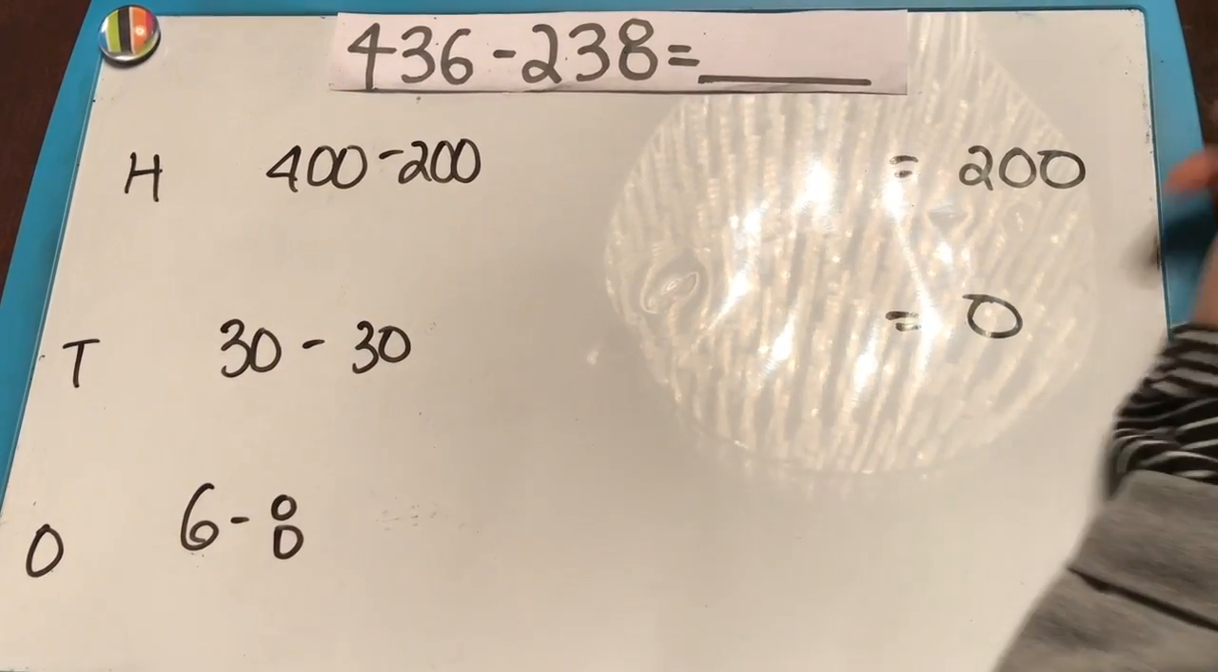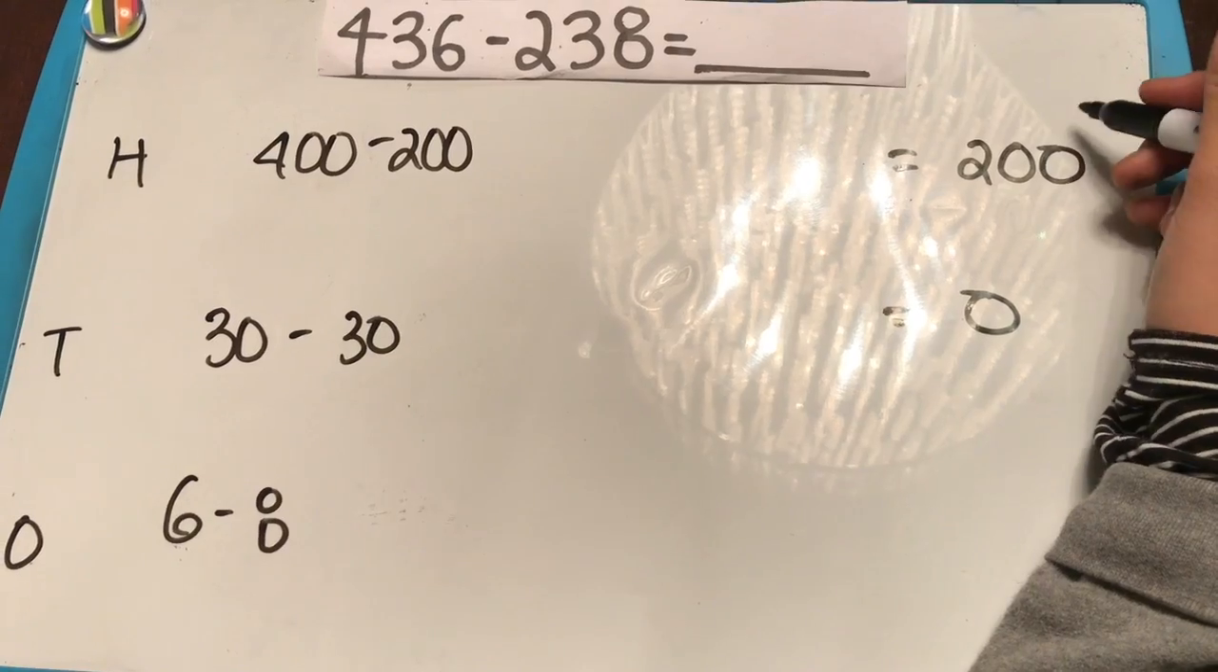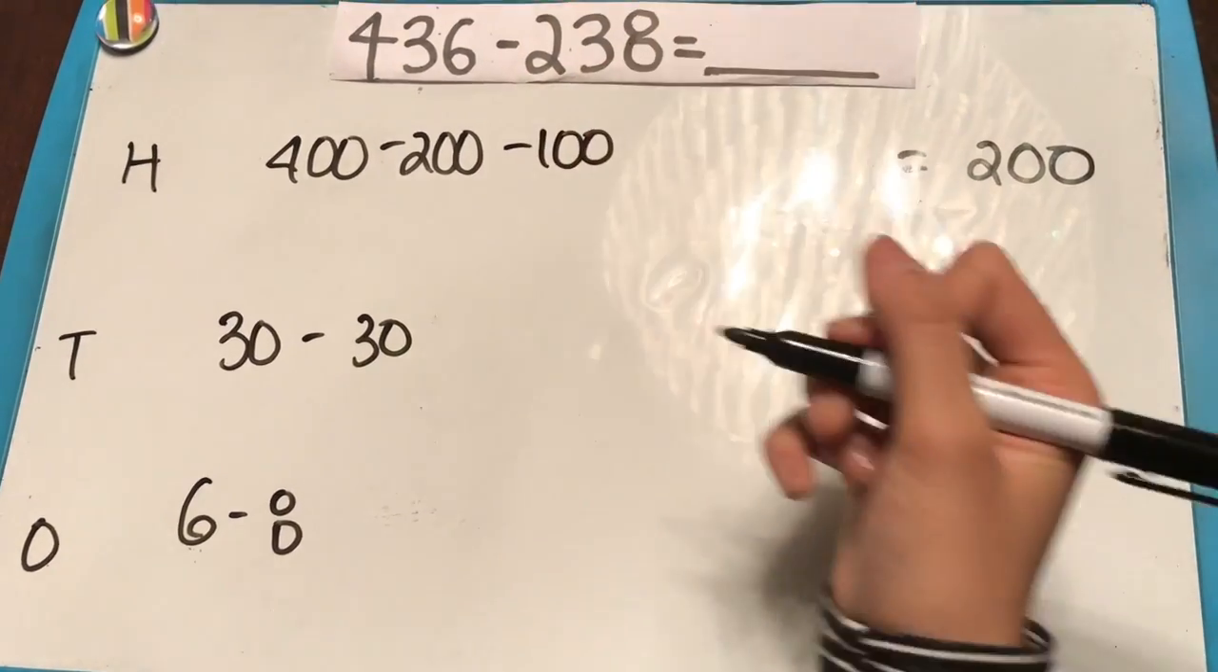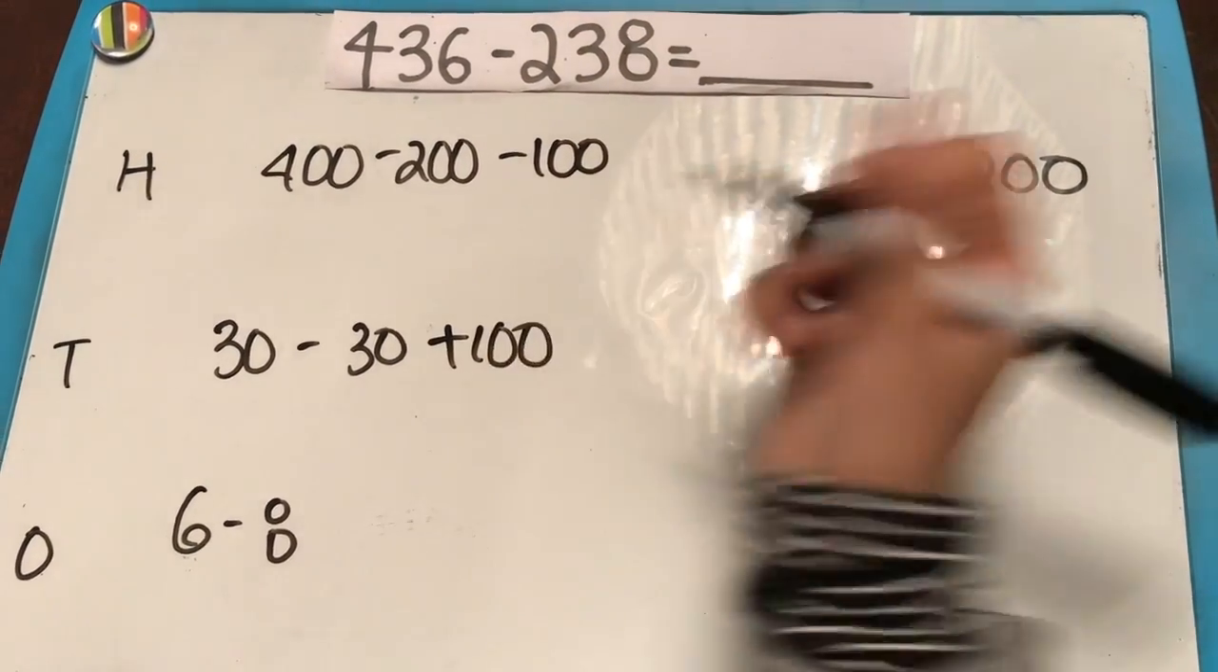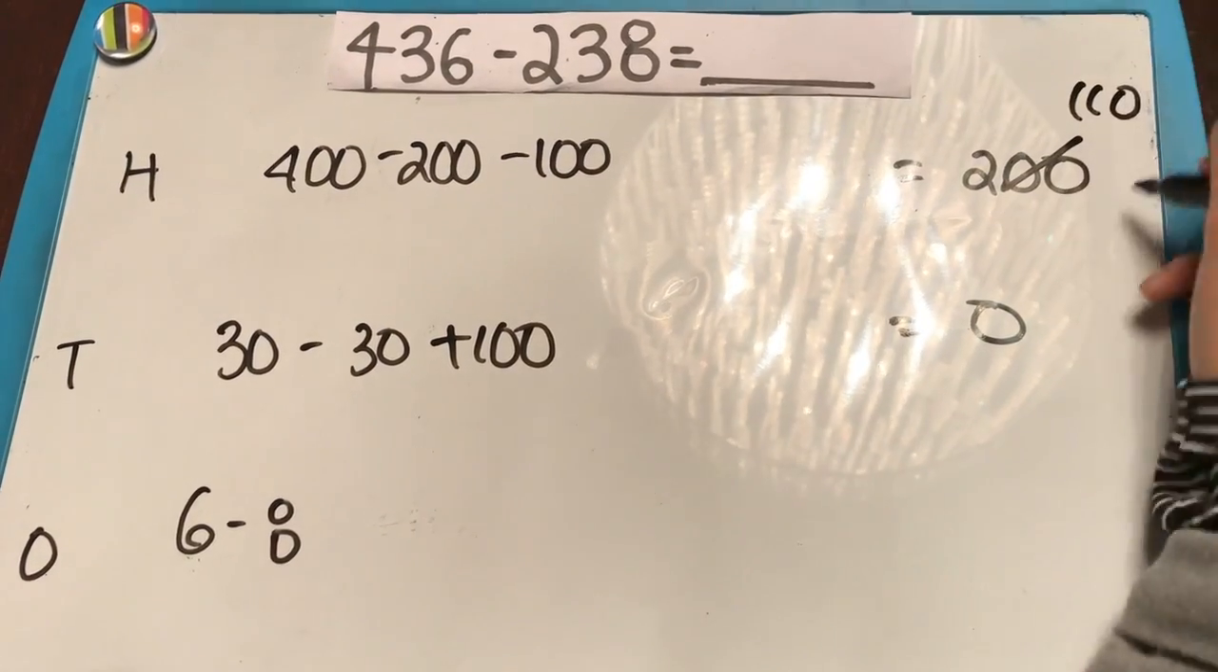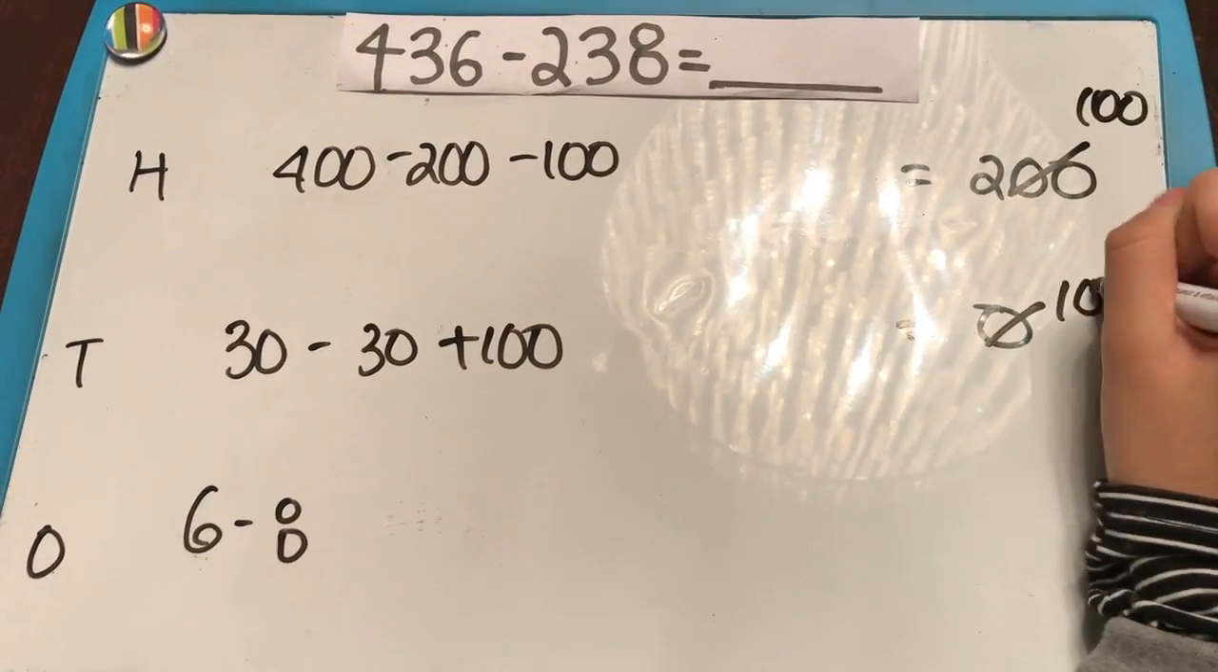Now I move on to the ones place, but I am unable to subtract 8 from 6, so I must make some trade-offs. I'm going to trade 100 for 10 tens. To make this trade-off, I will subtract 100 from this equation, and I will add 100 to the equation below. Now 200 becomes 100, and 0 becomes 100.